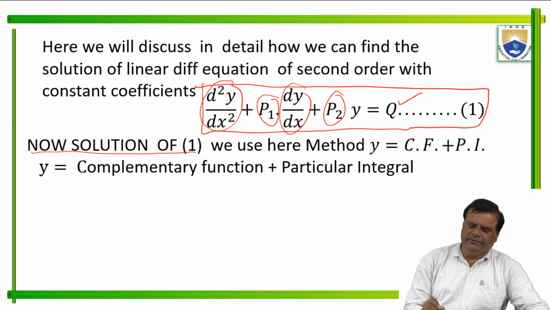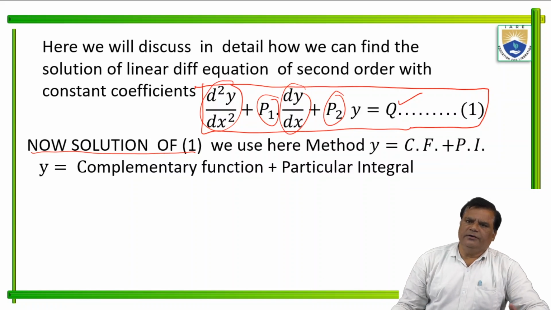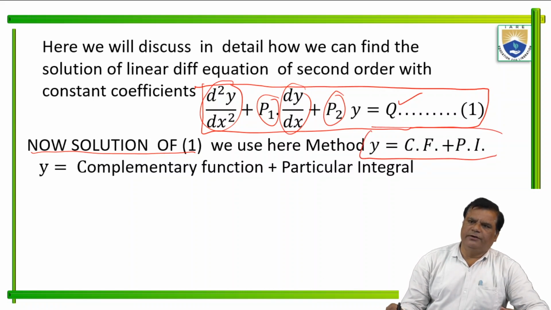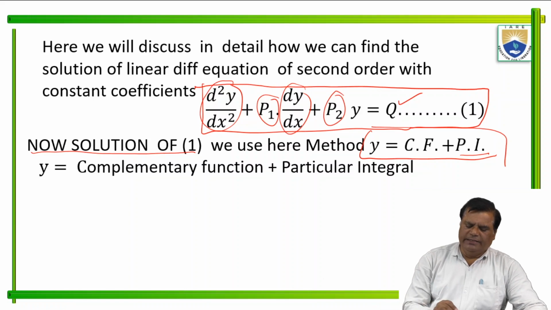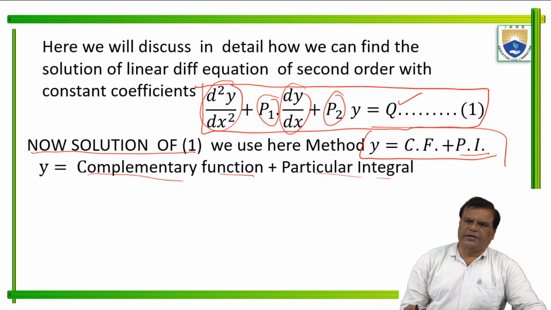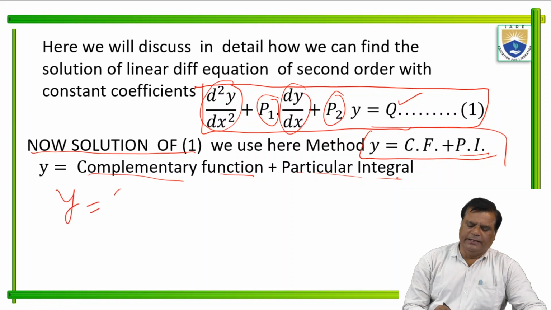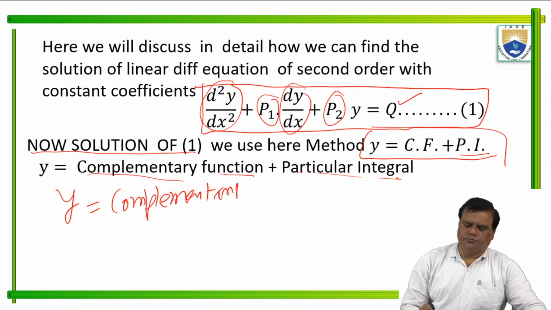Now, the solution of 1. How can we find the solution of 1? Which method do we apply in equation 1? That is a very famous method: y is equal to CF plus PI. CF means complementary function and PI is particular integral. So y is equal to complementary function plus particular integral.